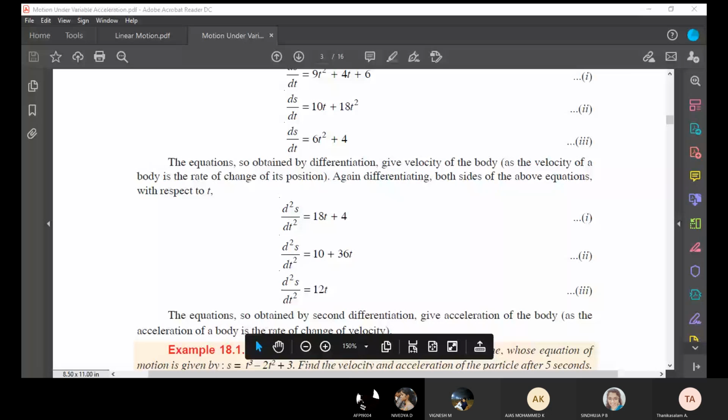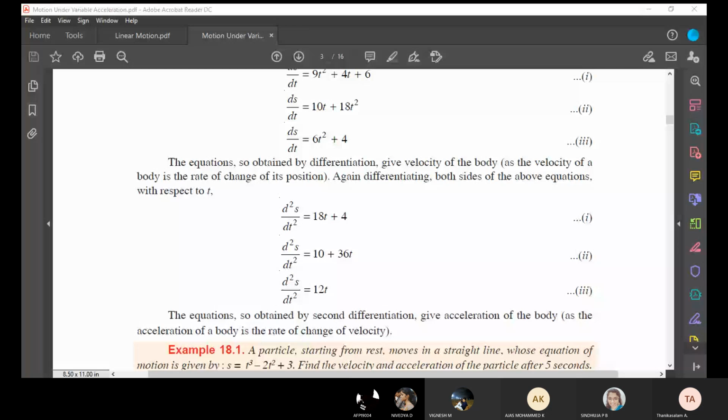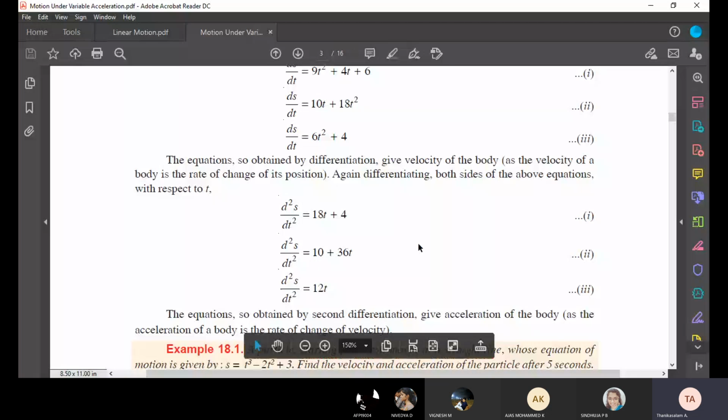Are you hearing me, students? Are you hearing me? Any questions, students? No, sir. Okay. Very simple steps. No, this is differentiation. No. Now the simple problem.